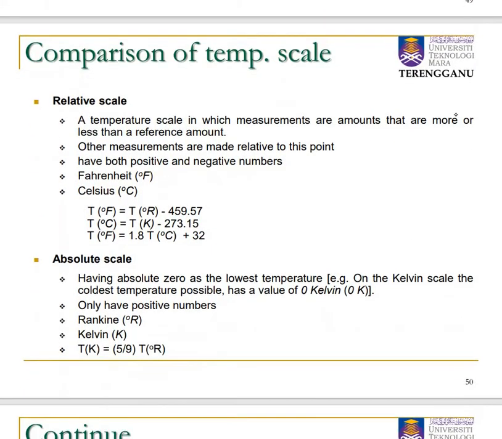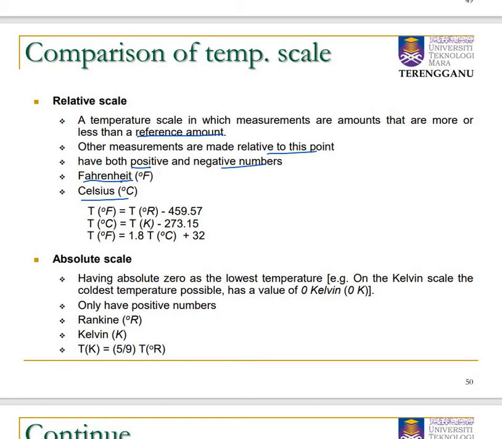So now I move to relative scales. A relative temperature scale is one in which measurements are amounts that are more or less than a reference amount. So other measurements are made relative to this point. It has both positive and negative numbers. So relative scales are degree Fahrenheit and also degree Celsius. So this one is a relative scale.